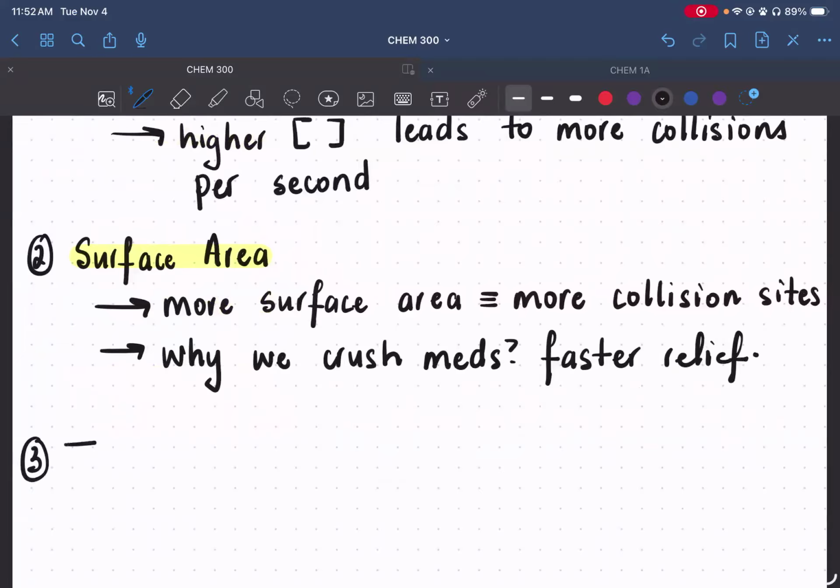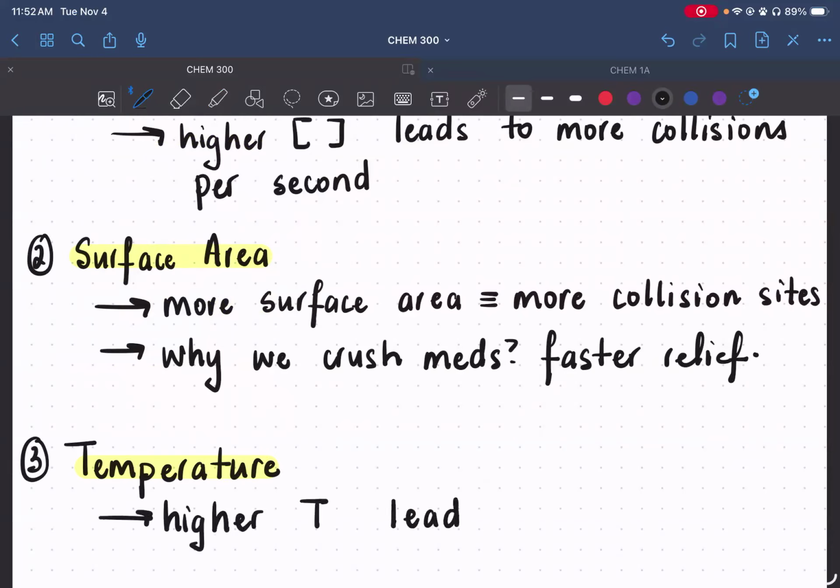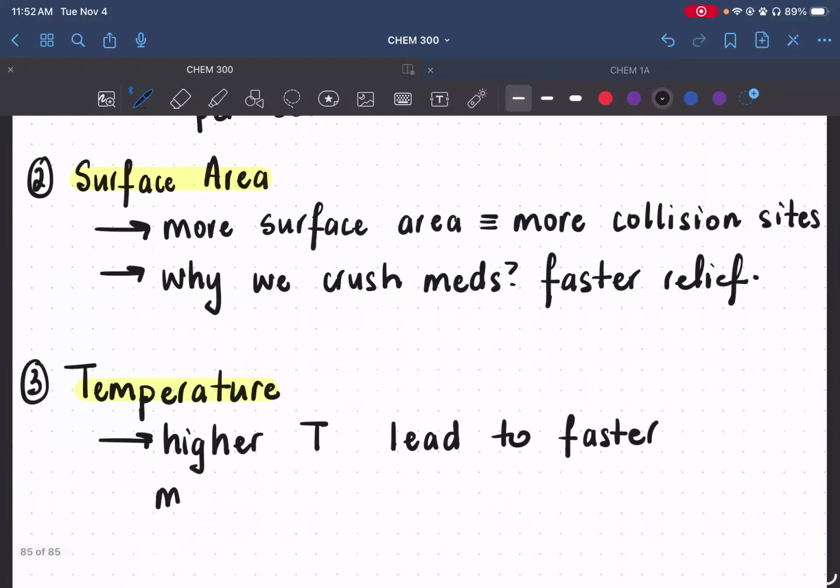Number 3, temperature. This one, of course, we've slightly discussed over today's lecture, but just so we give it some formal description. Higher temperatures lead to faster molecules. Faster molecules means more collisions.